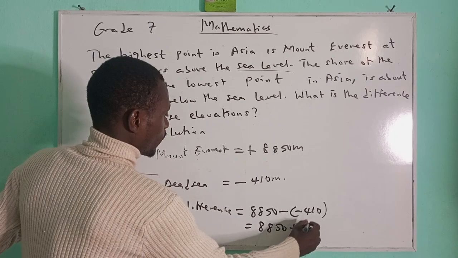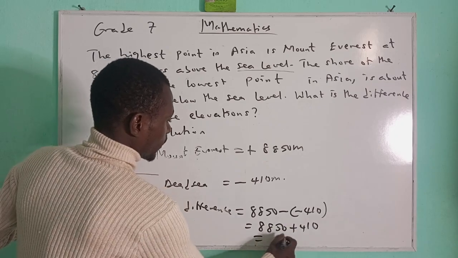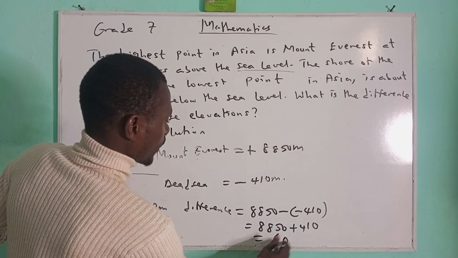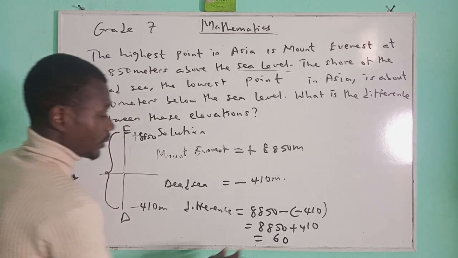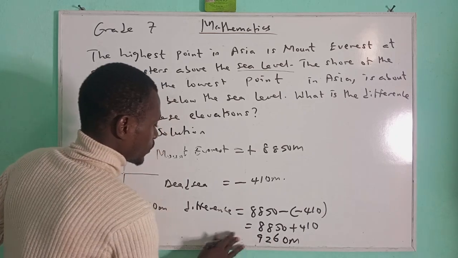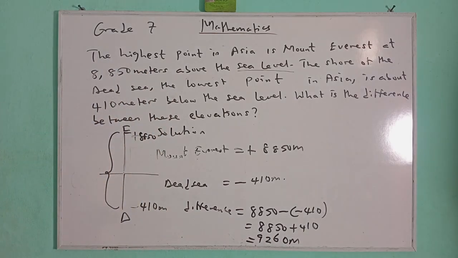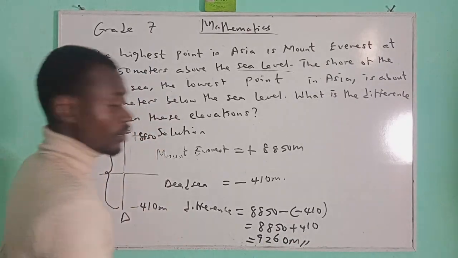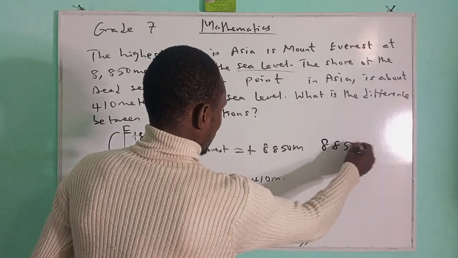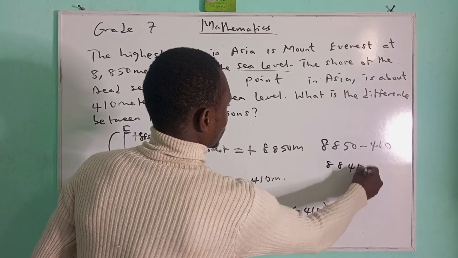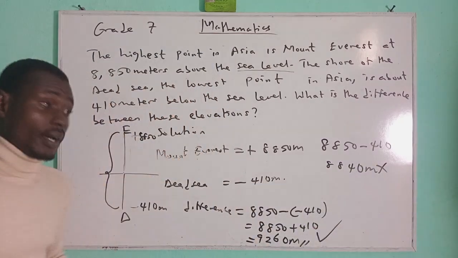8,850 plus 410. If you do the calculation, we have 9,260. So the difference between the two elevations is 9,260. Some work it out like this, 8,850 minus 410, which is wrong. So this is the correct answer.